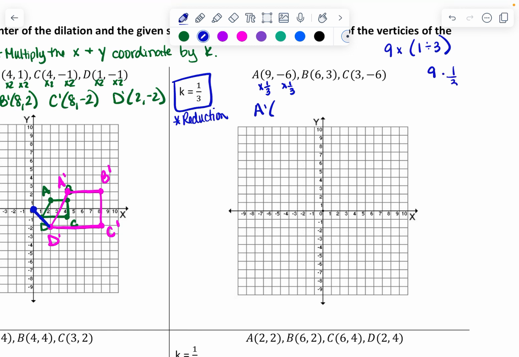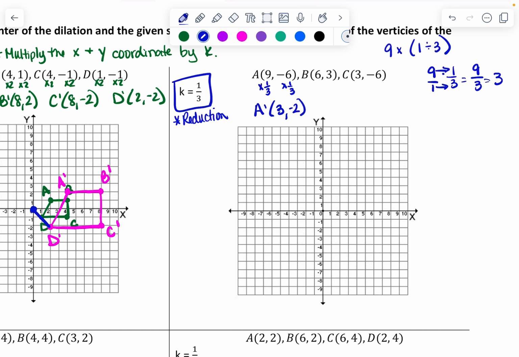Or you can just use your knowledge of fractions and how to multiply fractions. 9 times 1/3. All you're going to do is 9 times 1 is 9, 1 times 3 is 3. So 9 over 3 is 3. You can do that in your head if you like, or you can use your calculator. It doesn't matter. So 1/3 of 9 is 3. Negative 6 times 1/3 would be, let's see, negative 6 times 1 is negative 6, divided by 3. That's going to be negative 2.